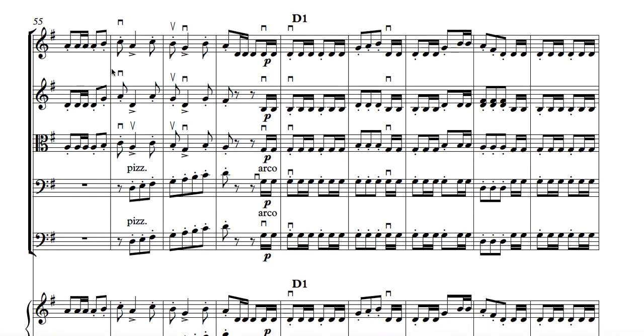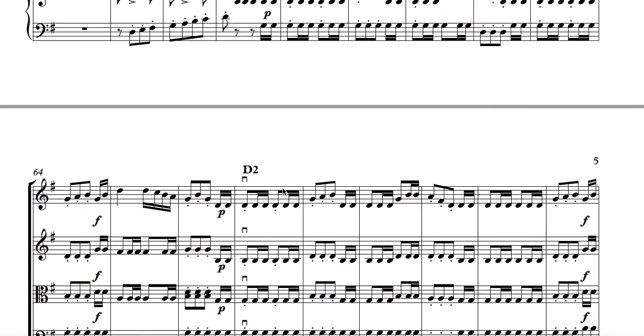1, and a 2, and 1, and 1, and 1. And a 1 and a 2 and a 1 and 2 and a 1 and a 2 and a 1 and 2 and a 1 and a 2 and a. Okay, and for the most part, cello and bass, you have something different here, right? So we'd count it 1, 2, 1, right? Rest, rest, rest, and 2 and 1 and 2 and 1 and a. Okay, going on.